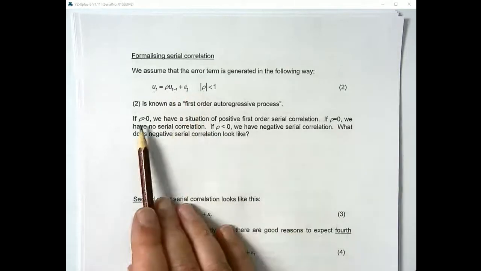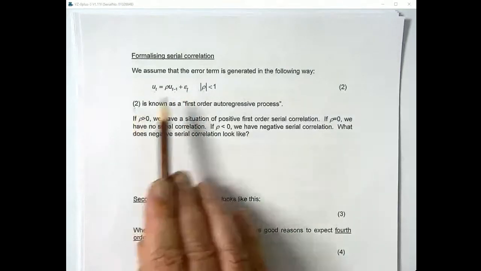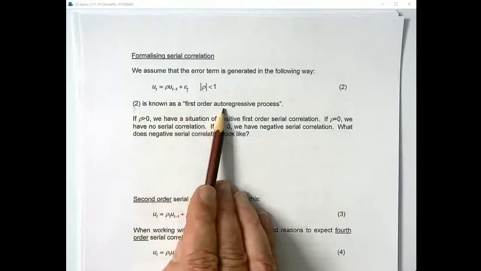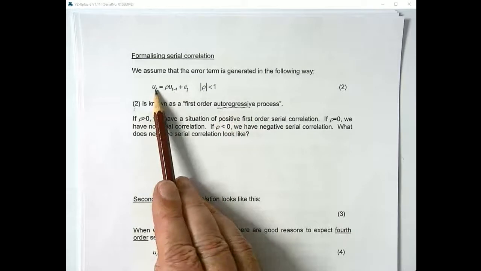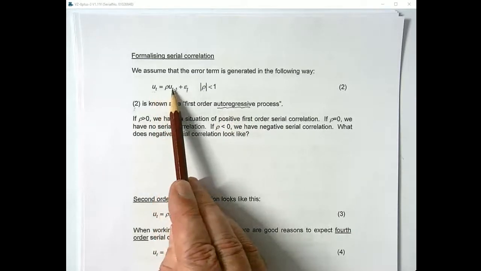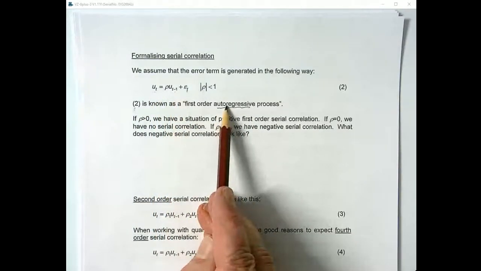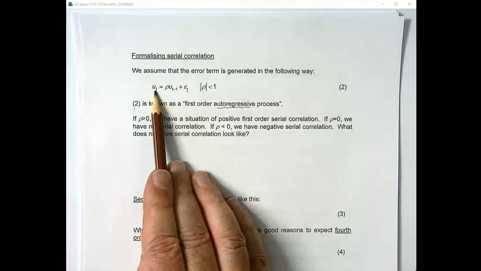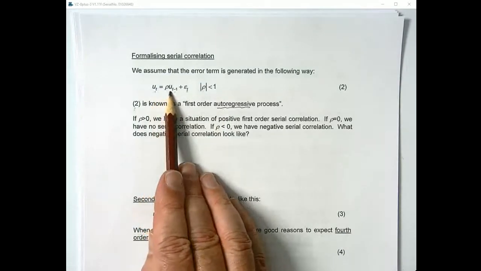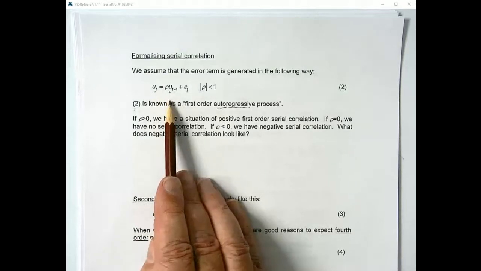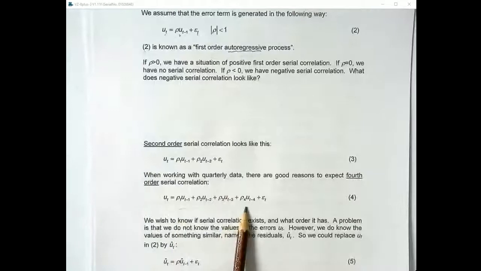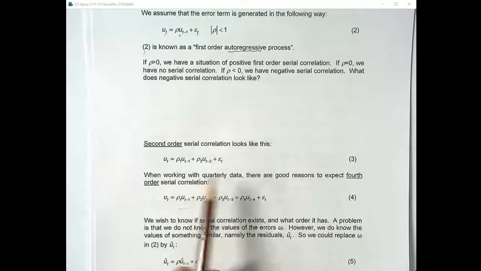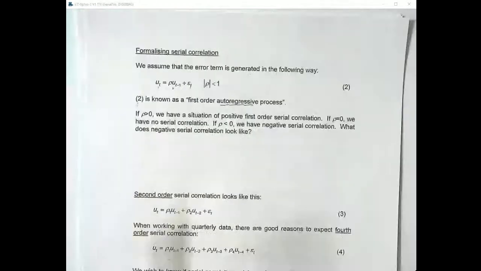which we call epsilon. Equation 2 is known as a first order autoregressive process. Autoregressive just means the variable depends on its own previous values. First order means the variable depends only on its last value. That's what makes it first order. If it depended on the previous 4 values, then it would be fourth order. We'll consider those in a minute.